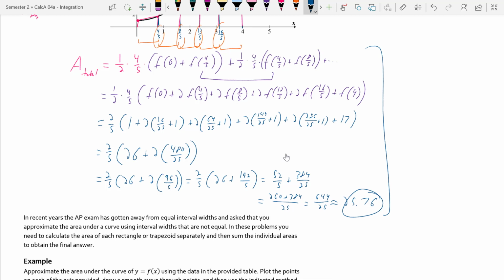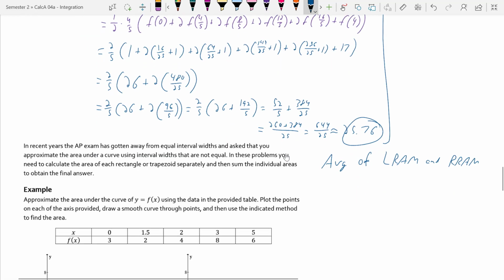Now, you're going to kill me on this, because what you're going to notice if you do this enough is that this area is also the average of LRAM and RRAM. So if you have a problem that asks you to find LRAM and RRAM and then trapezoidal, it's probably easier to find LRAM and RRAM first and then just do its average.